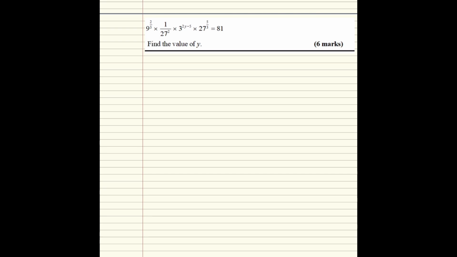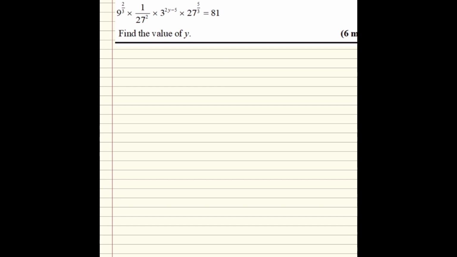Okay. So as you can probably see here, we've got 9, 27, 27, 81. The big clue here is this 3. We have a base of 3. That's the smallest base we have, and these can all be written as a power of 3. So that's the first thing you should have noticed.